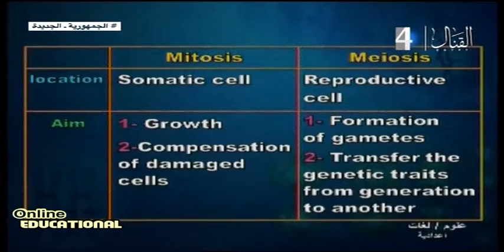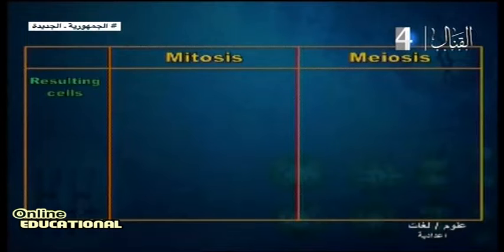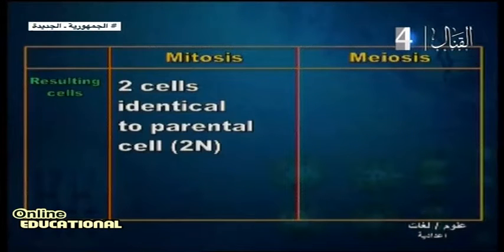Okay, resulting cells. Mitosis division forms two identical cells. Each one contains the complete number of chromosomes, or diploid number of chromosomes, which is 2n. Mitosis forms two cells, each one containing the complete number, which is 2n.